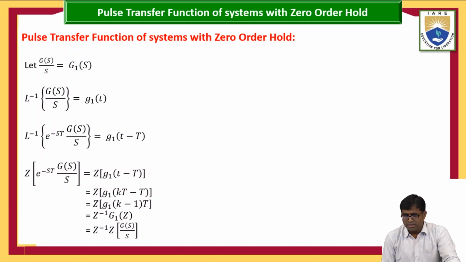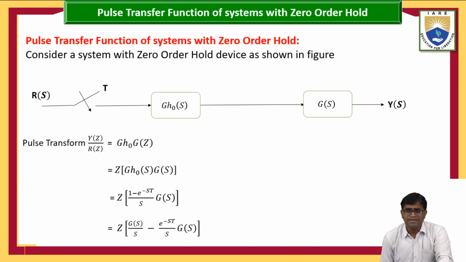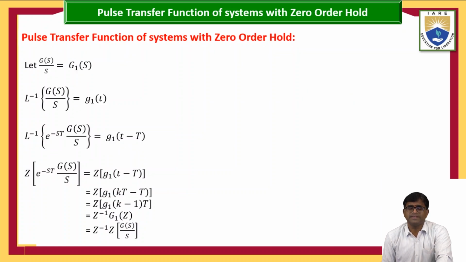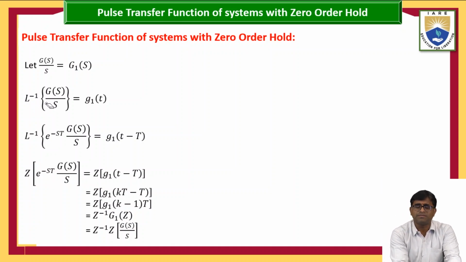Coming next, here we have to apply the z transform for the first function and the second function, the exponential function also. Here I am taking G of s by s as G1 of s. Already in the previous section we saw the steps for finding the pulse transfer function: first apply the inverse Laplace transform, after that apply the z transform. So the inverse Laplace transform of G of s by s.